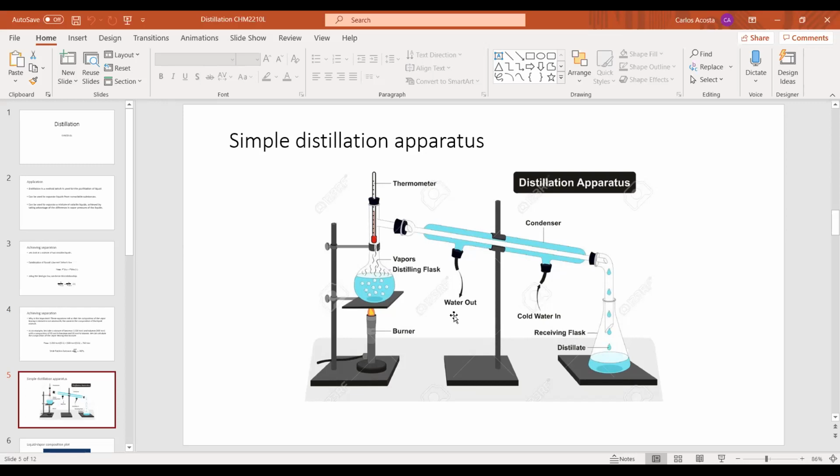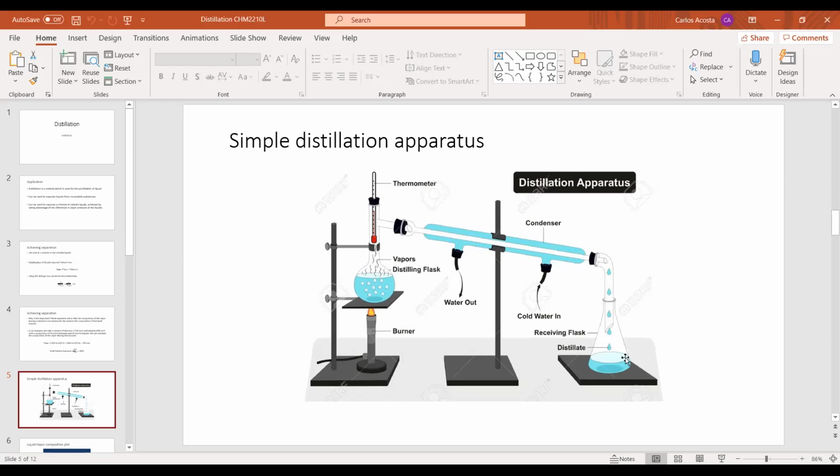Now, for our example, let's pretend that our distilling flask is filled with our 50-50 benzene toluene mixture. We boil it. The vapors will rise up. And remember, the vapors are more concentrated in benzene. They'll rise up, go into the condenser, cool down, turn into a liquid, and come down, and we will collect the liquid in the receiving flask. And this liquid will be 80% benzene, 20% toluene.